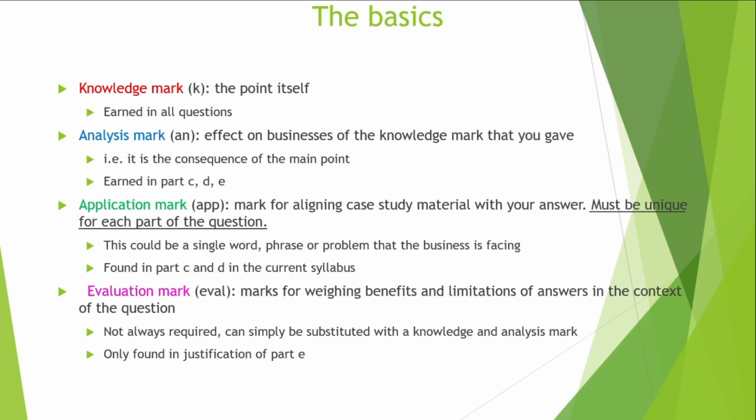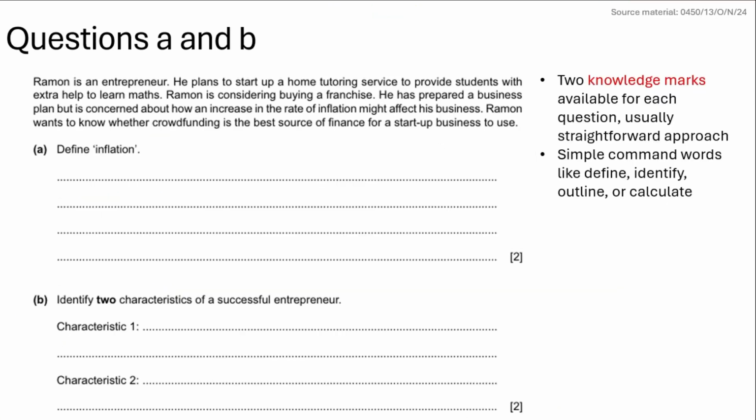That's it. That's the 4 important things you have to know. Now let's look how they are applied in each question. We will start with questions A and B, the most basic questions. Each one of these 2 is worth 2 marks, where you have to get 2 knowledge points. This is not possible without revising, so make sure you do that before diving into your papers.